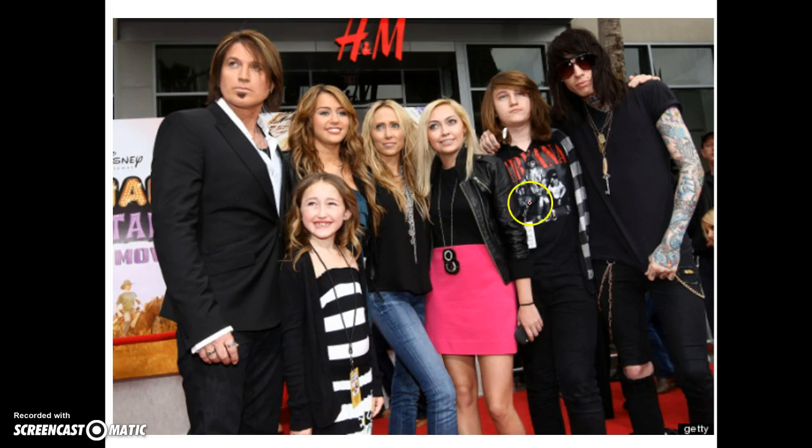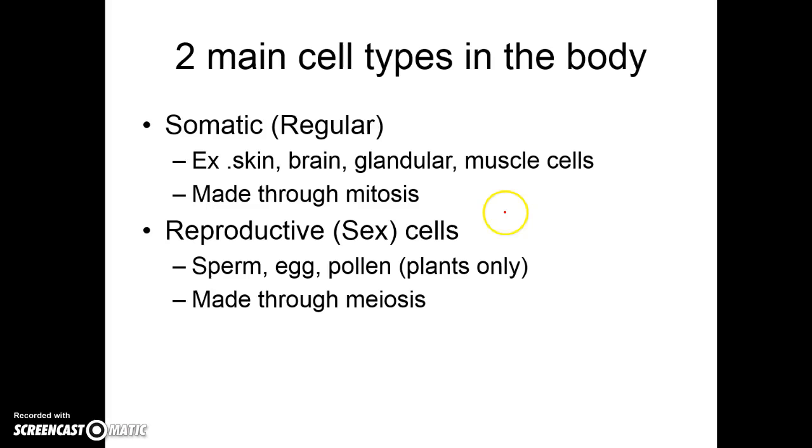Okay, so let's figure out how this happens. So how is it that siblings look similar but different? Okay, now to understand this, you got to know that there's two main cell types of the body. So this is where your notes that I handed out start. And so there's somatic cells. These are just the regular cells in our body. And these are created through mitosis. And they're all genetically identical. They don't all do the same job, but they have the same DNA in their nucleus.